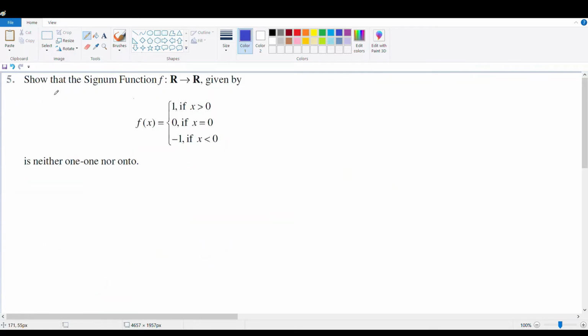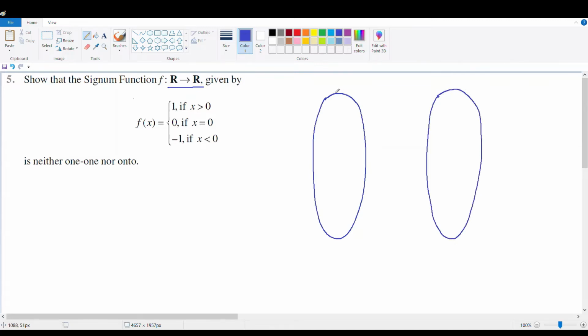Question 5. Show that the signum function f from R to R given by f of x equals 1 when x is greater than 0, f of x equals 0 when x is equal to 0, and f of x equals -1 when x is less than 0, is neither 1-1 nor onto. This is what we are supposed to show. Now we are given this function from R to R, from real numbers to real numbers. So let's make a domain and a codomain, and this is the real number set. This is also the real number set.